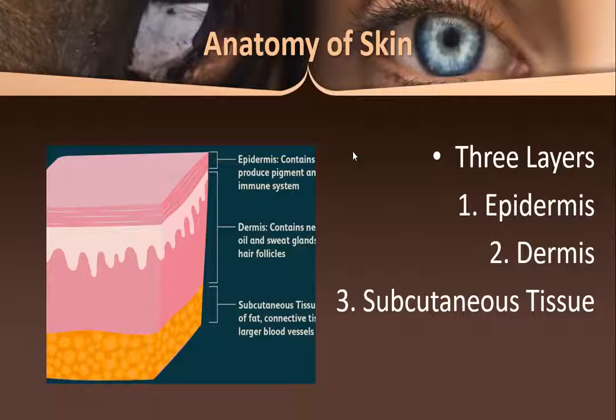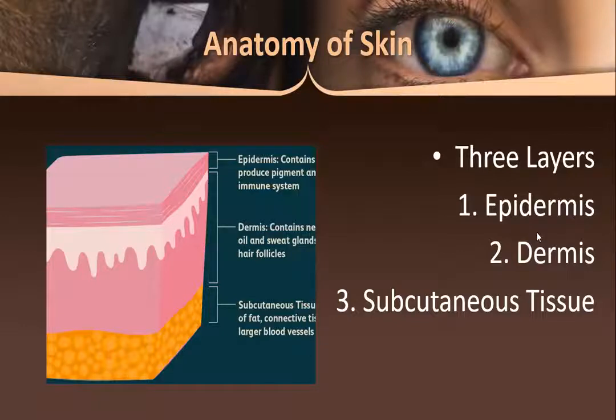So if we talk about the general anatomy of the skin, it is composed of 3 layers. First layer is the epidermis, which is the outermost layer, and second is the dermis, which is the second layer after the epidermis, and third layer is subcutaneous tissue. So these are the basic layers of human skin.